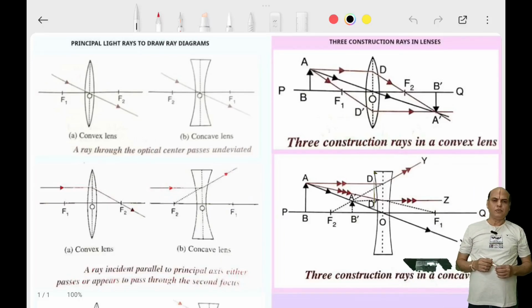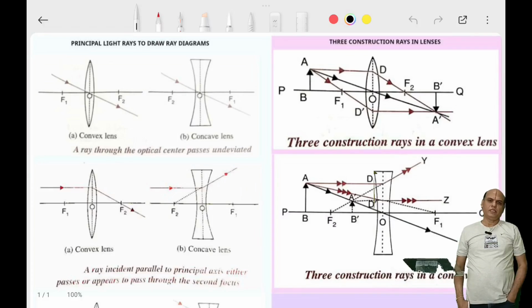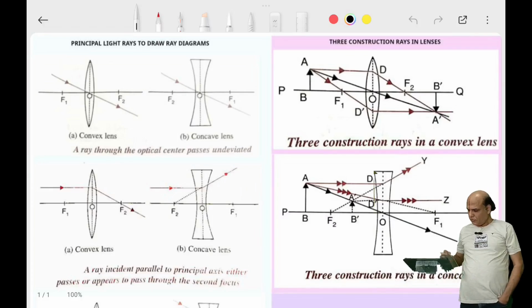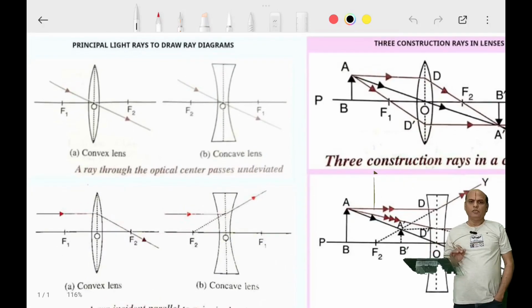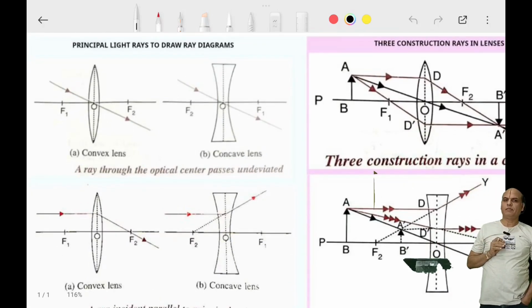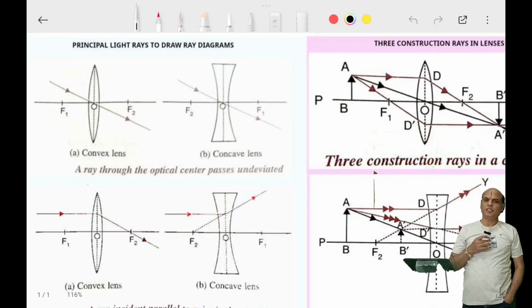Welcome to the session. Today we will study ray diagrams of convex and concave lenses. So focus on the screen. Before we draw a ray diagram for any lens, we need to know about principal light rays. There are three kinds of principal light rays.